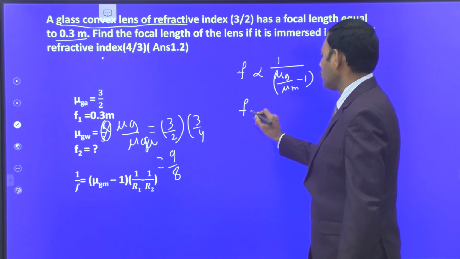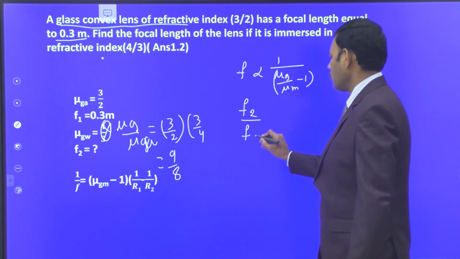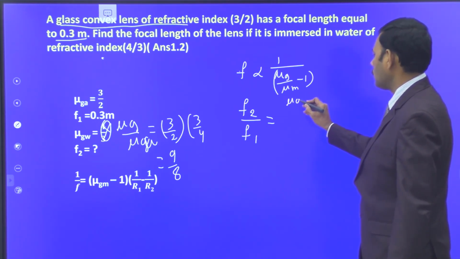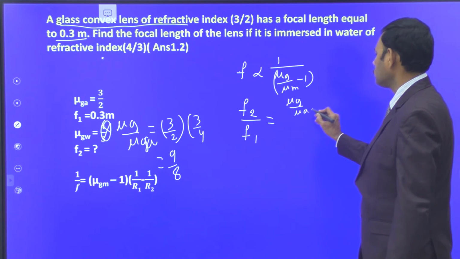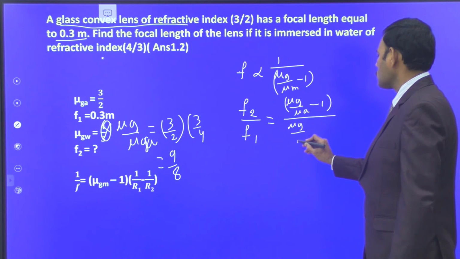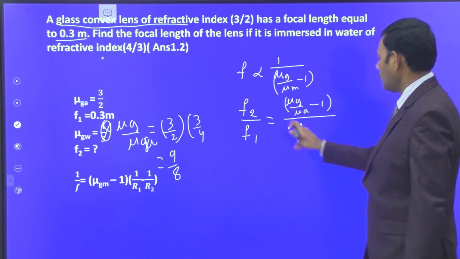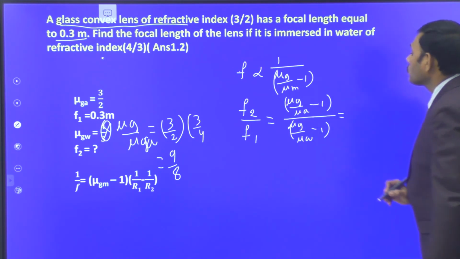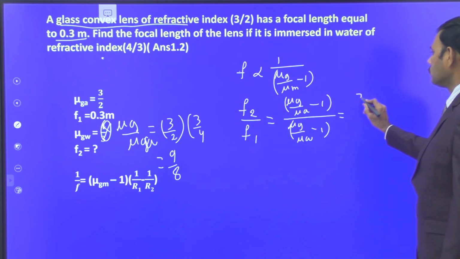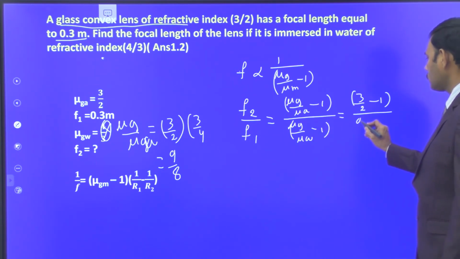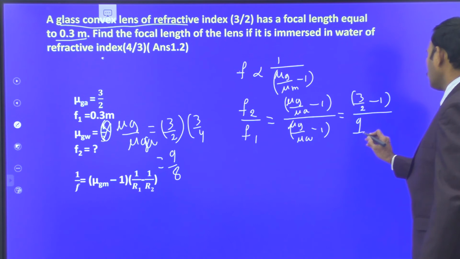Here we would like to find out f2. For the second case we know f1. So f2 by f1 is equal to, they are inversely proportional, refractive index of glass with respect to air medium minus 1 divided by refractive index of glass with respect to water medium minus 1. So which is equal to refractive index of glass with respect to air, 3 by 2 minus 1, whole divided by refractive index of glass with respect to water. Already we found out the value here, we determined that value, 9 by 8 minus 1.